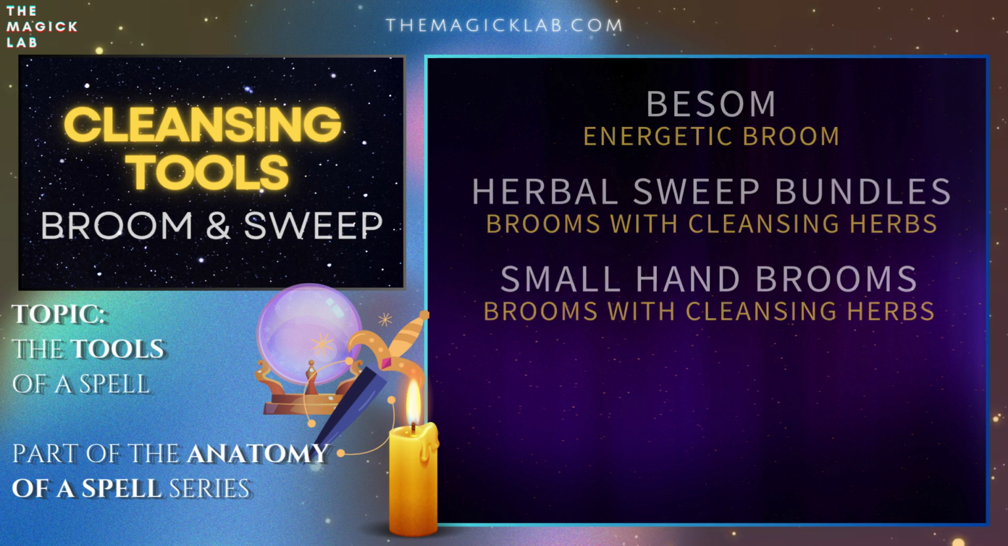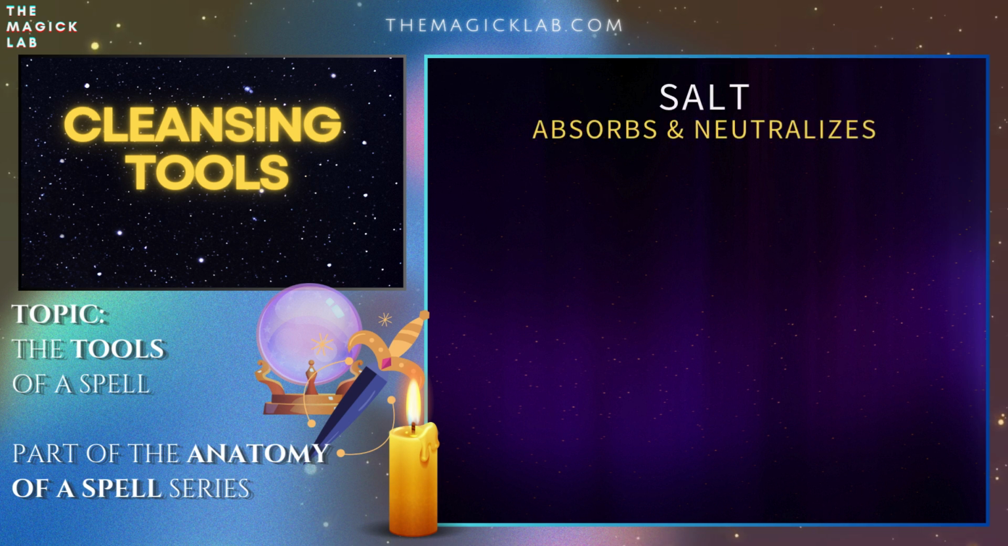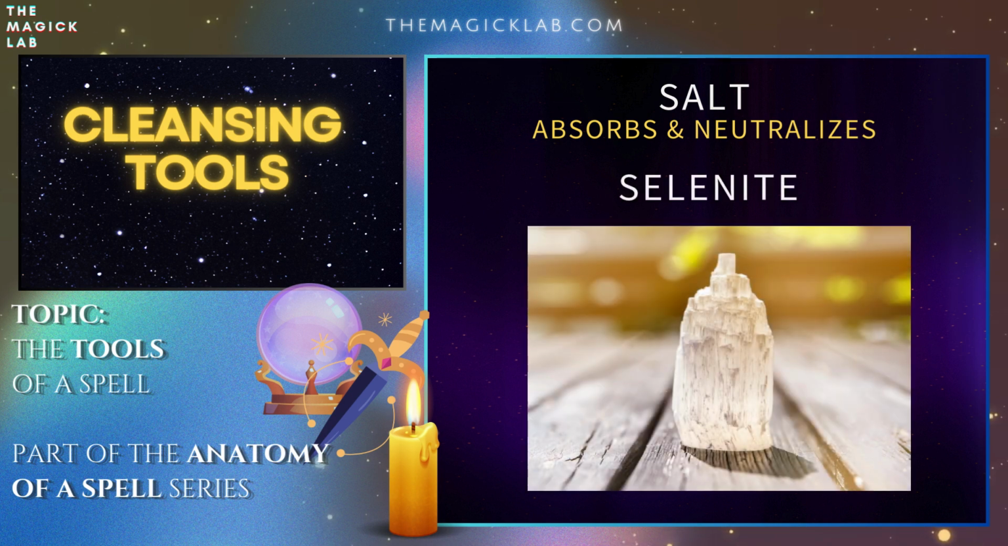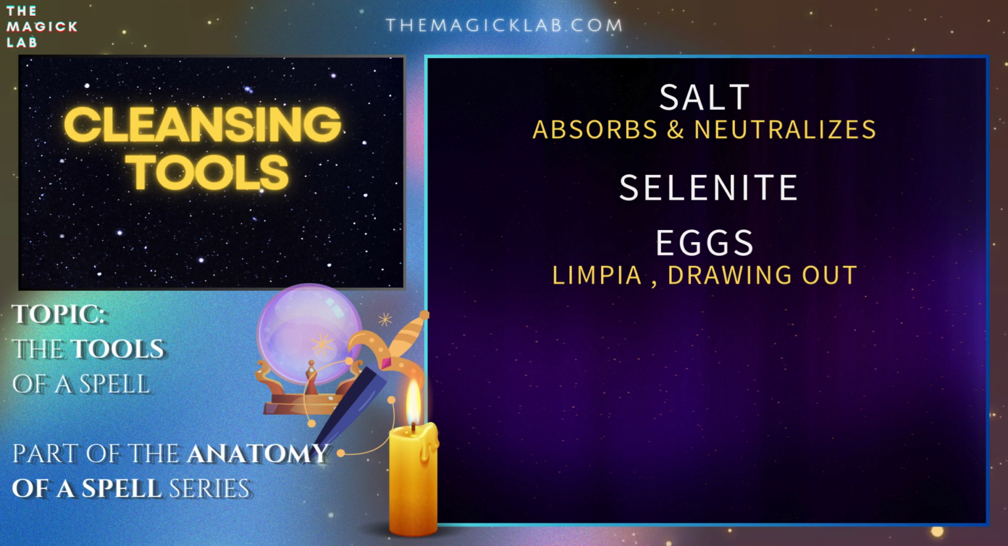Other cleansing tools not in the above categories could be salt. This absorbs and neutralizes heavy or disruptive energy. Selenite wands, or really selenite in any form. You can comb through the aura and cleanse objects with a steady dissolving energy. You can also use eggs for limpia. It's used in many folk traditions to draw out energetic buildup, emotional residue, or spiritual blockages.